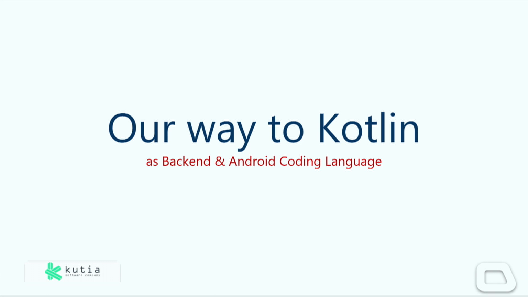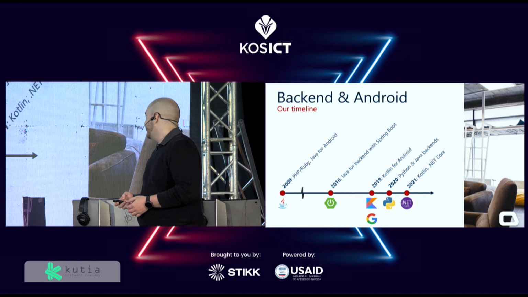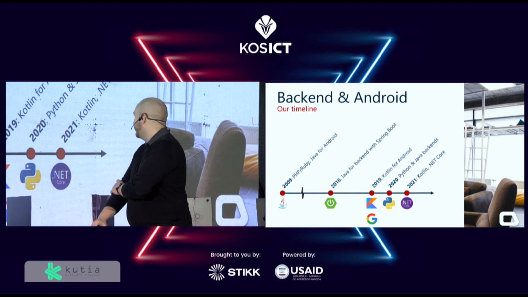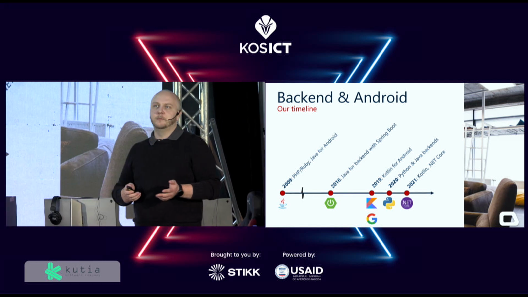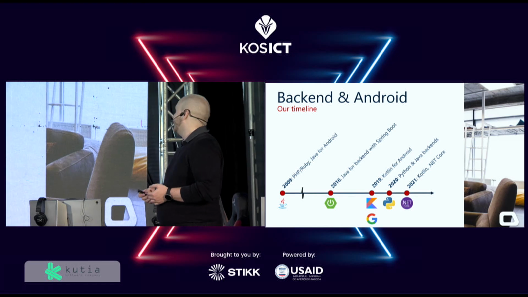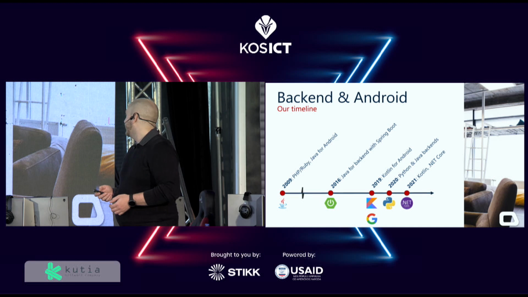So, first of all, I want to give you a short introduction to the timeline, how this whole Kotlin topic came into OpenResearch. In 2009, we started with PHP and Ruby development, and Java was used for Android because it was the default language there, and PHP and Ruby was just in our expertise. Then in 2016, we started to implement first backend applications, also based on Java, but already based on Spring Boot. So this was our first contact point with Spring Boot, and we still love it, we still use it. We'll talk about this a little bit later.